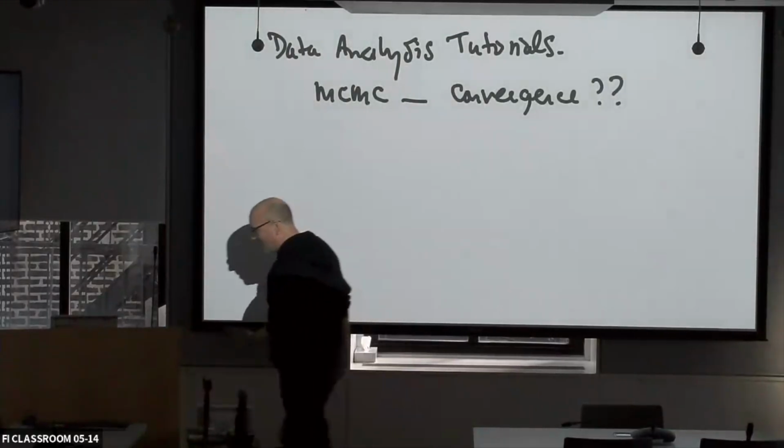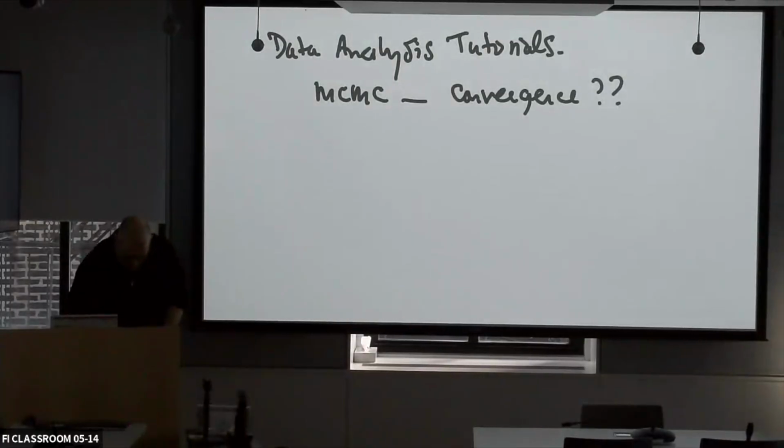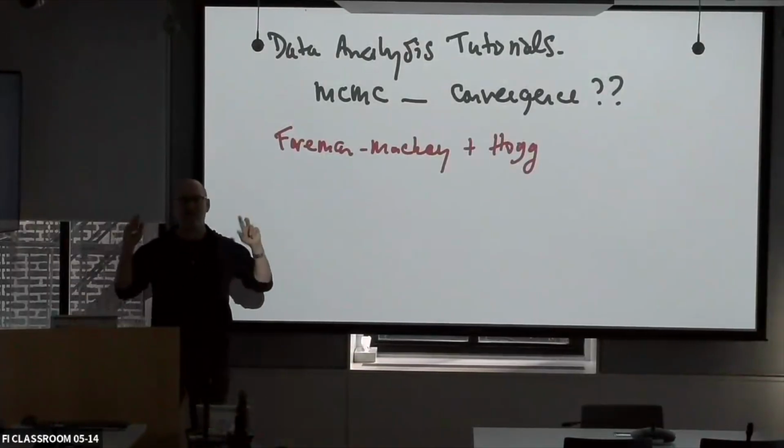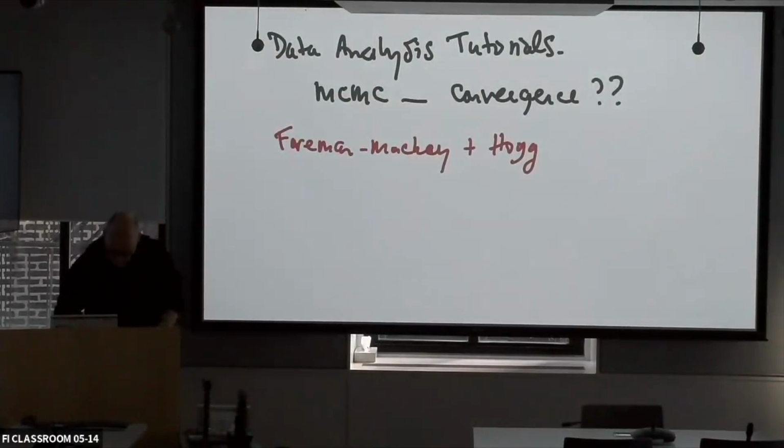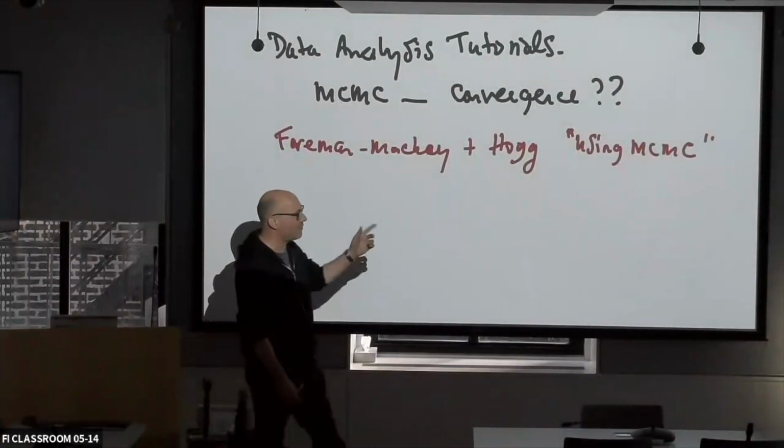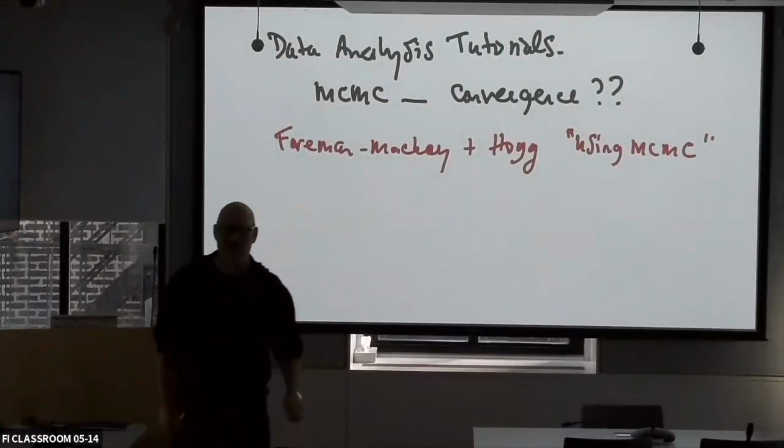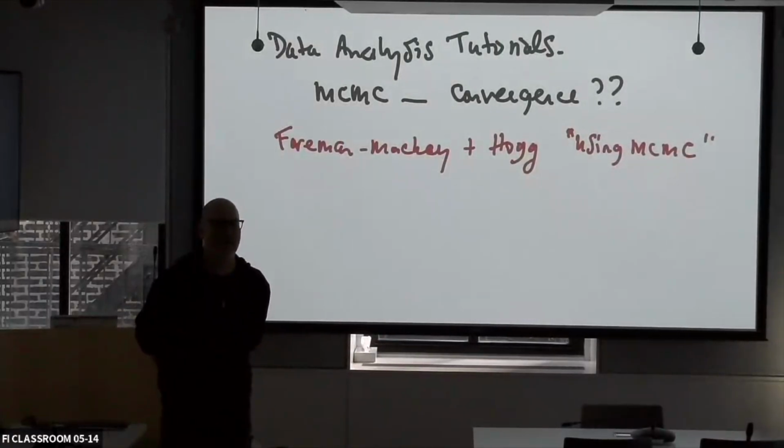Also, I've written a note about it. Well, I've written a note about MCMC in general, with Foreman-Mackey. So there's a paper by Foreman-Mackey and me called Data Analysis Recipes: Using MCMC. Because it's supposed to be like a user's manual for MCMC, I believe this is the only paper in the refereed astronomical literature that has exercises. I don't know, I might be wrong.